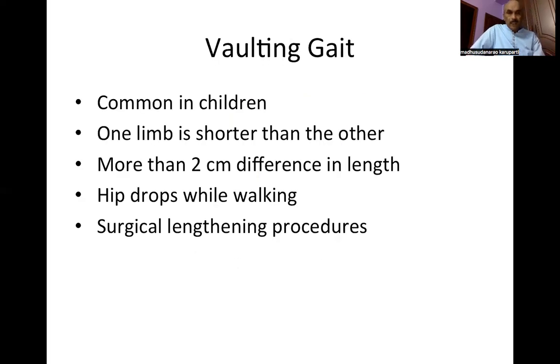Vaulting gait is common in children when one limb is shorter than the other, by more than 2 centimeters difference. He walks with hip drop. Okay. So surgical correction with a lengthening procedure is curative.